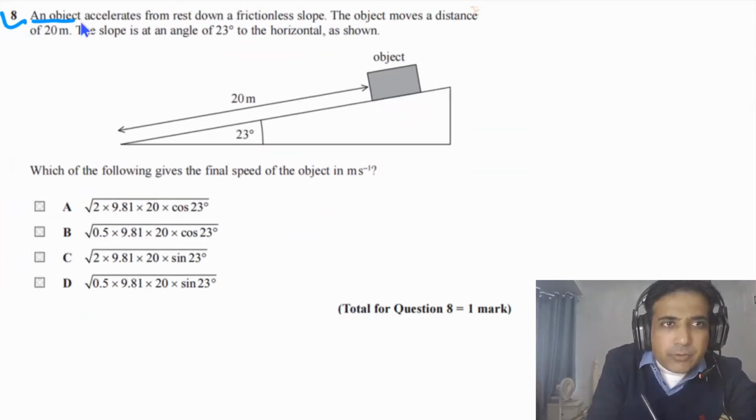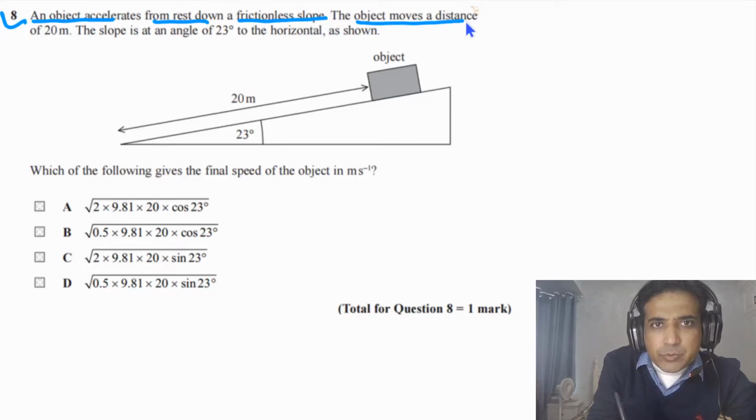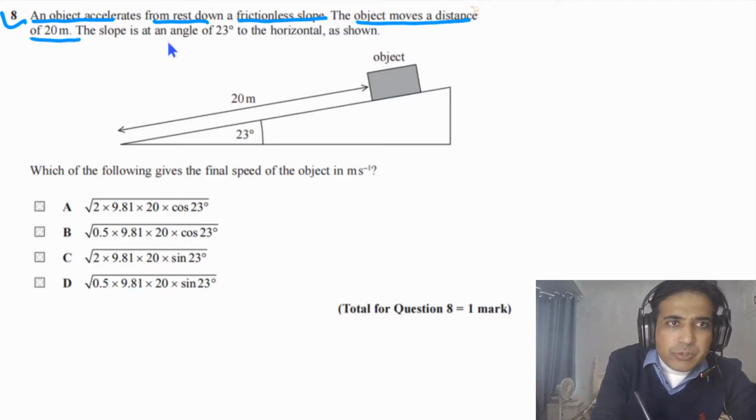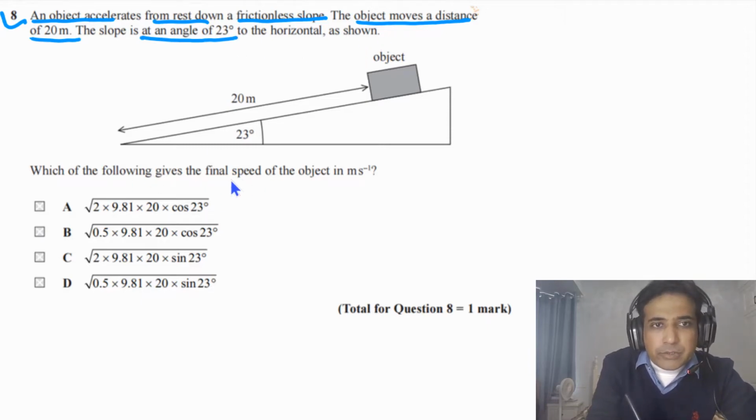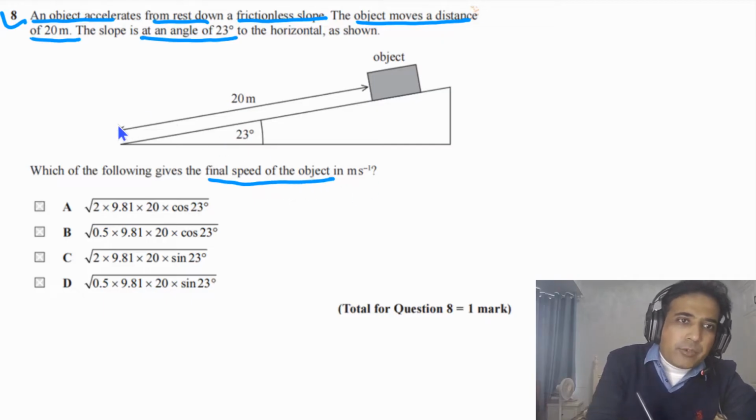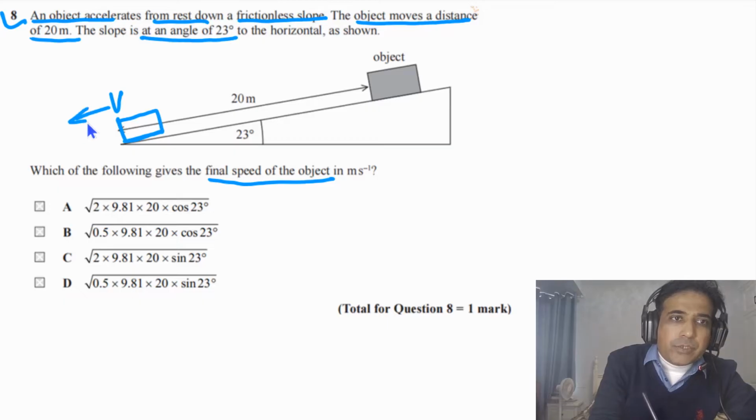Question 8 says, an object accelerates from rest down a frictionless slope. The object moves a distance of 20 meters. The slope is at an angle of 23 degrees to the horizontal as shown in the figure. Which of the following gives the final speed of the object in meters per second? The main question is simply asking what will be the speed of the object at this point. So we can say this speed is v. What is the value of v?